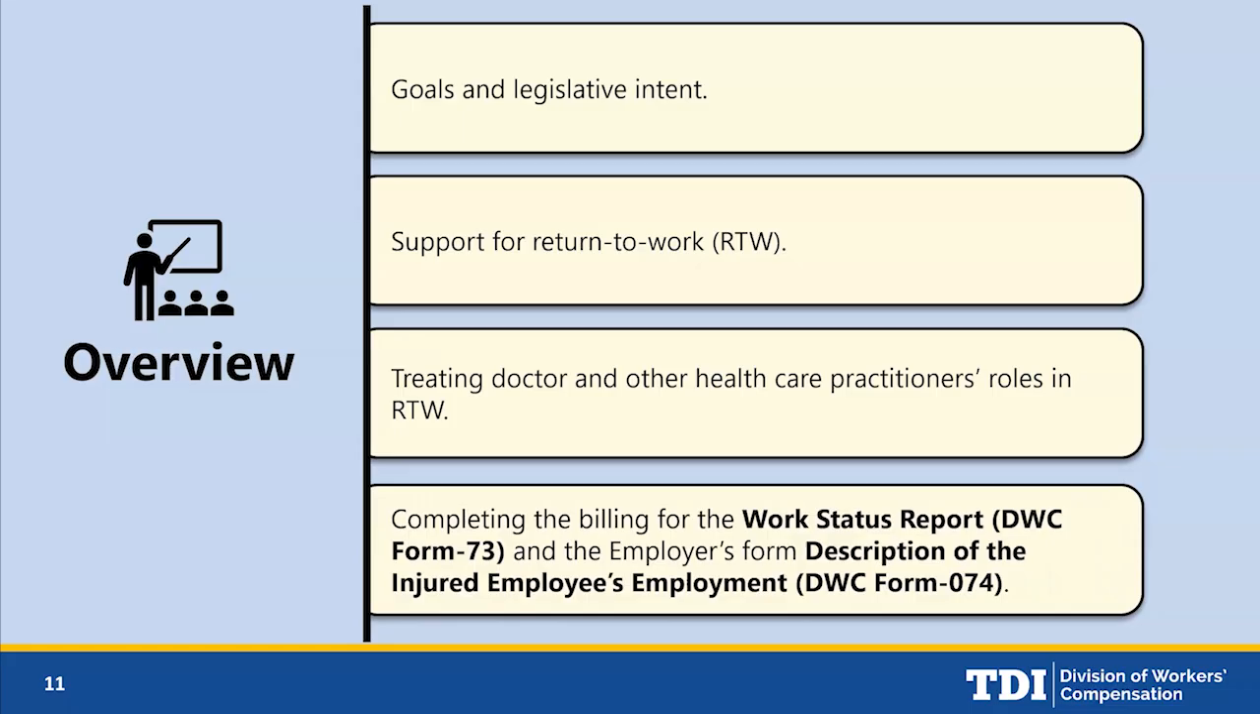And also, we'll go over the nuts and bolts of completing and billing for a work status report. And we'll also talk about an optional report that employers can fill out. And that's the description of injured employees' employment, the DWC Form-073. This is the sister form to the 73.